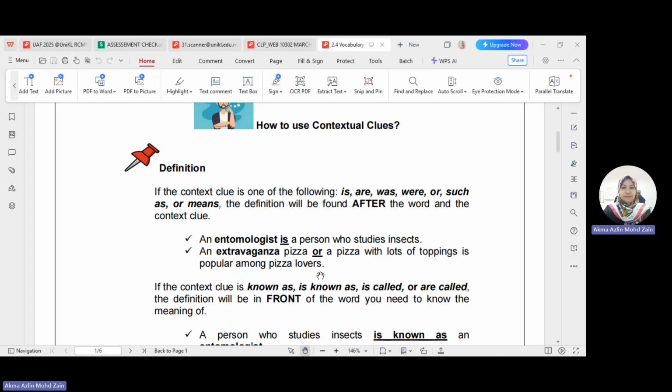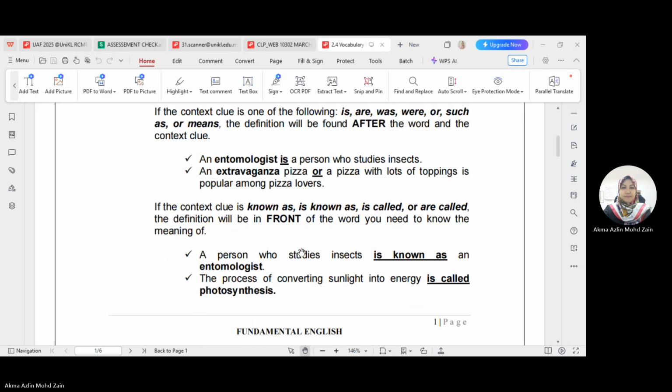Here, the word is, or the non-action verb is, tells us this is a definition contextual clue. The type of contextual clue for this sentence is definition. Okay, the first type of contextual clue.